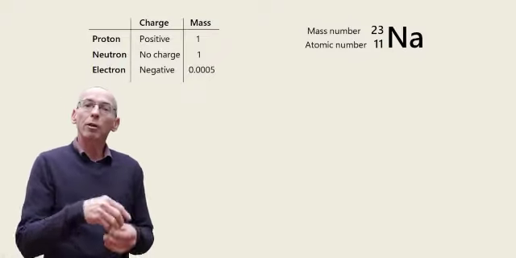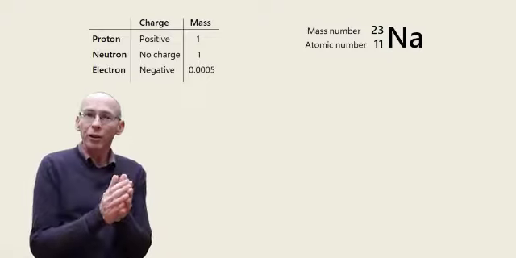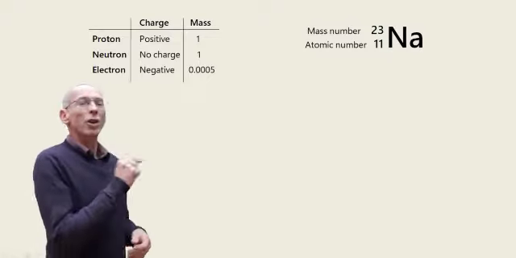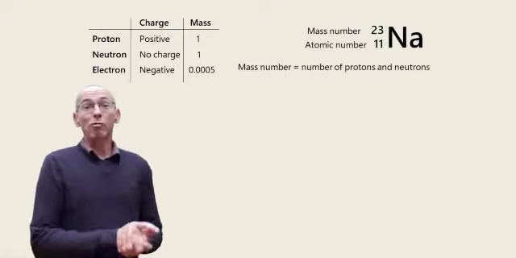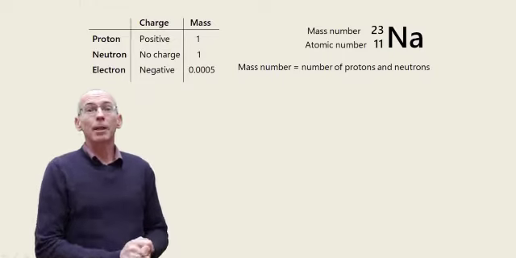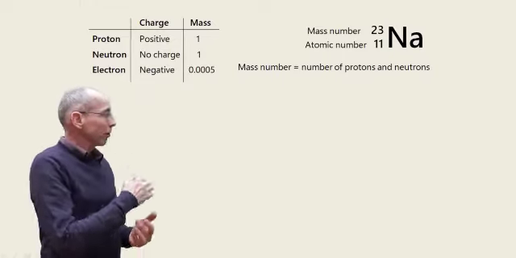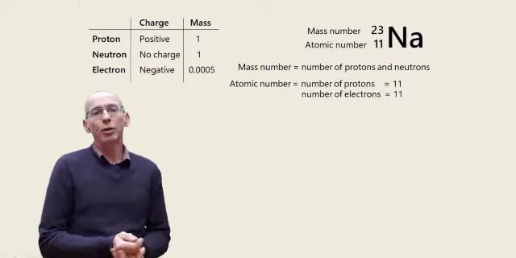And as you've seen before, the mass of an atom is its nucleus. So the mass number tells you what's inside the nucleus. In other words, the number of protons and the number of neutrons. The atomic number, the smaller of the two numbers, is the number of protons.